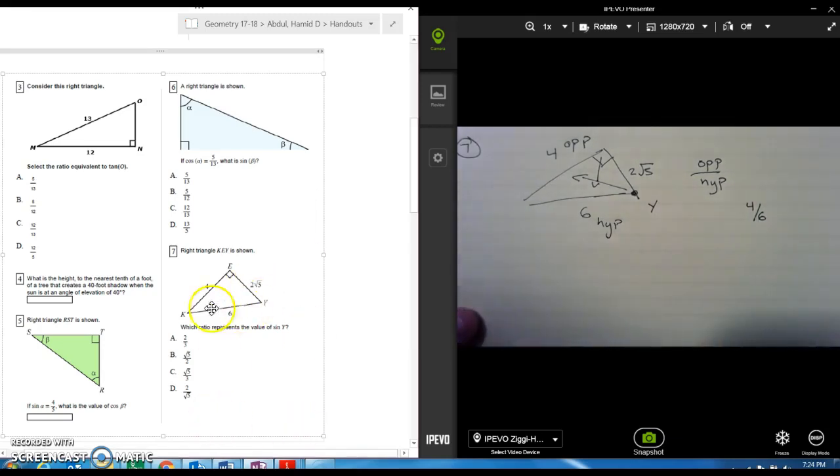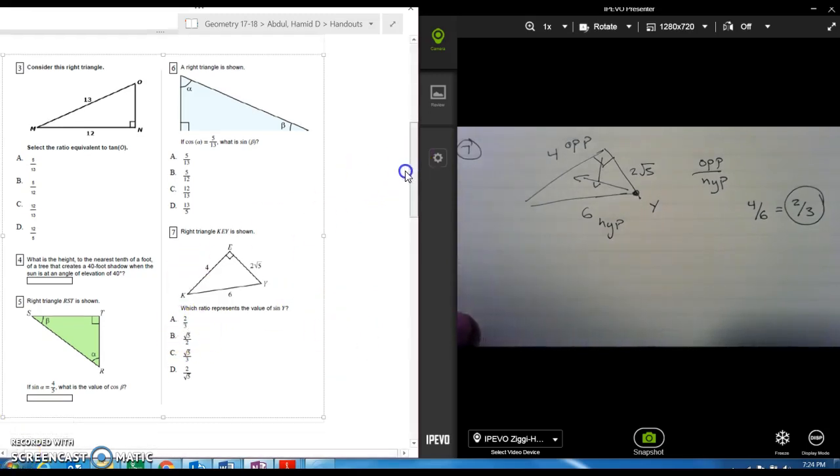But if you look at the multiple choice, that's not one of the choices. But 4/6, we know what to do with. We're just gonna reduce that. These are both divisible by 2. So your answer is gonna be 2/3, which is A. Okay, I'm gonna make a second video for the second half.